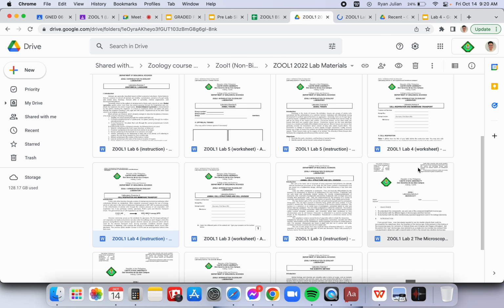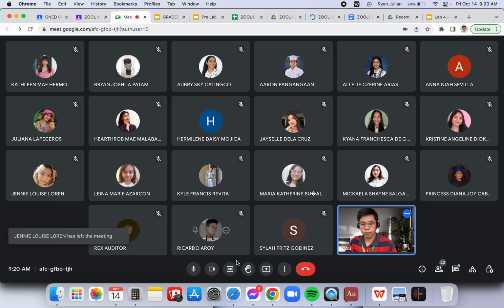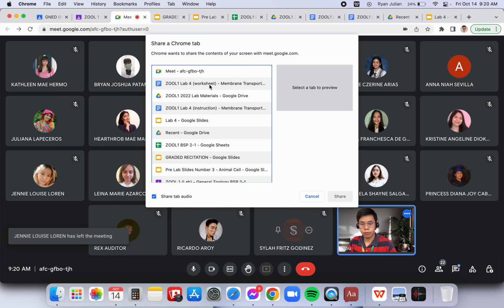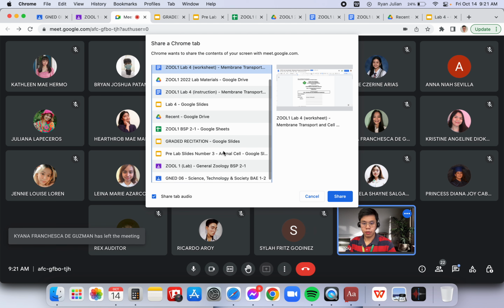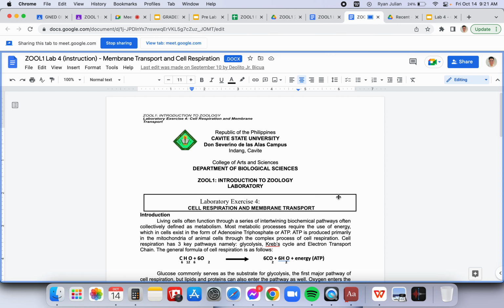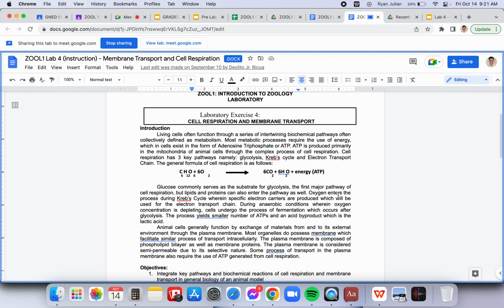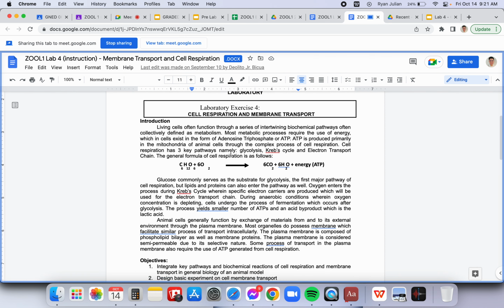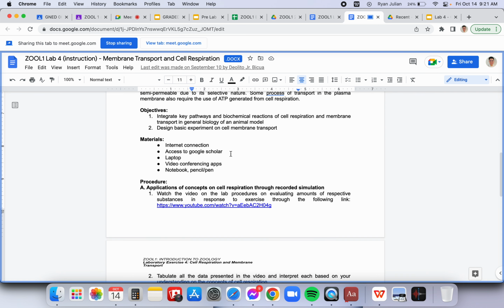Okay, so here it is. So, activity number 4 is entitled Cellular Respiration and Membrane Transport. Just go through the introduction as well as the objectives, and for the materials, you will be needing a strong access to internet, access to Google Scholar, laptop, video conferencing apps, and also a notebook, a pen, or a pencil.